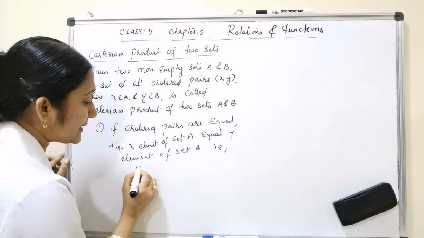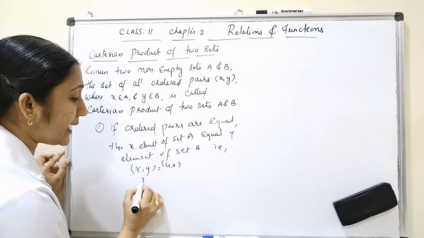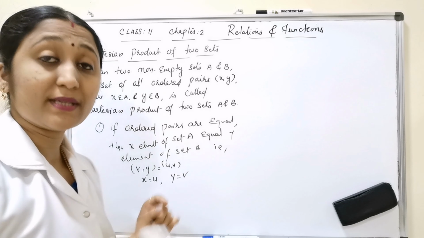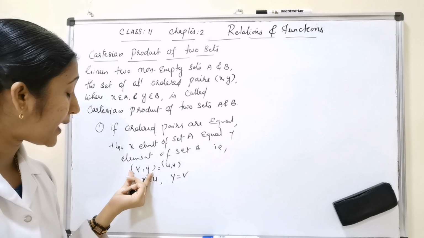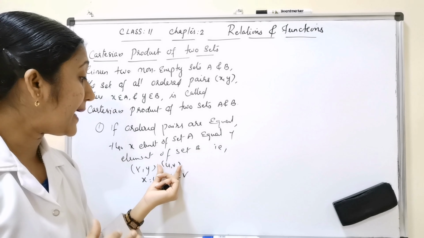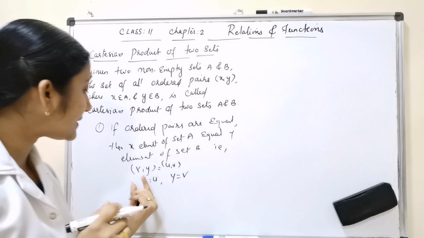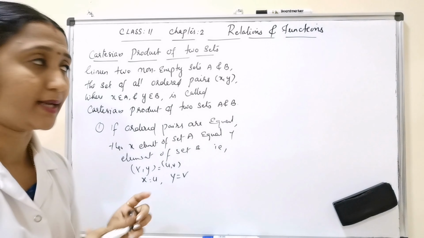That is X, Y equal to U, V. That means we can write it as X equal to U and Y equal to V. That means the ordered pairs are equal. In the two ordered pairs, XY is one ordered pair and another UV is an ordered pair. That two are equal means X equal to U and Y equal to V. This is the first condition.